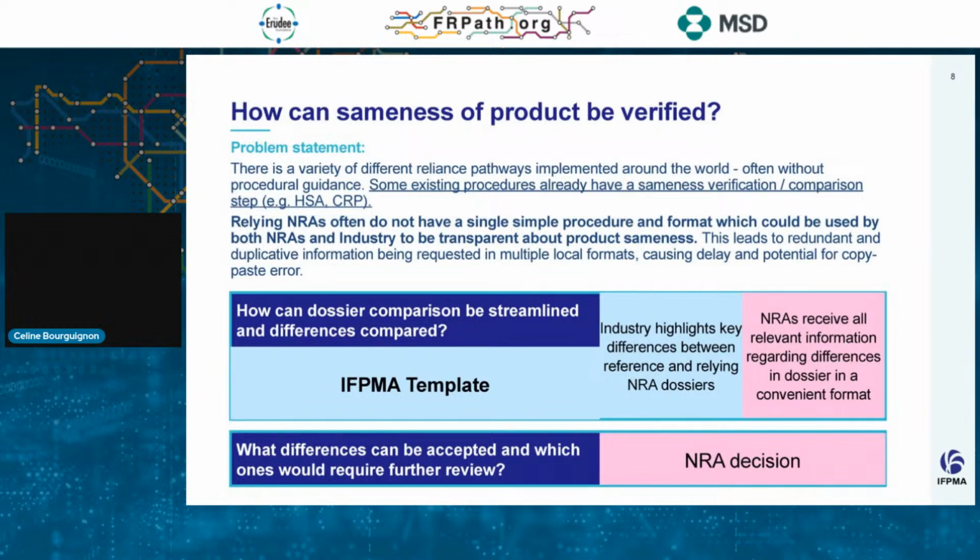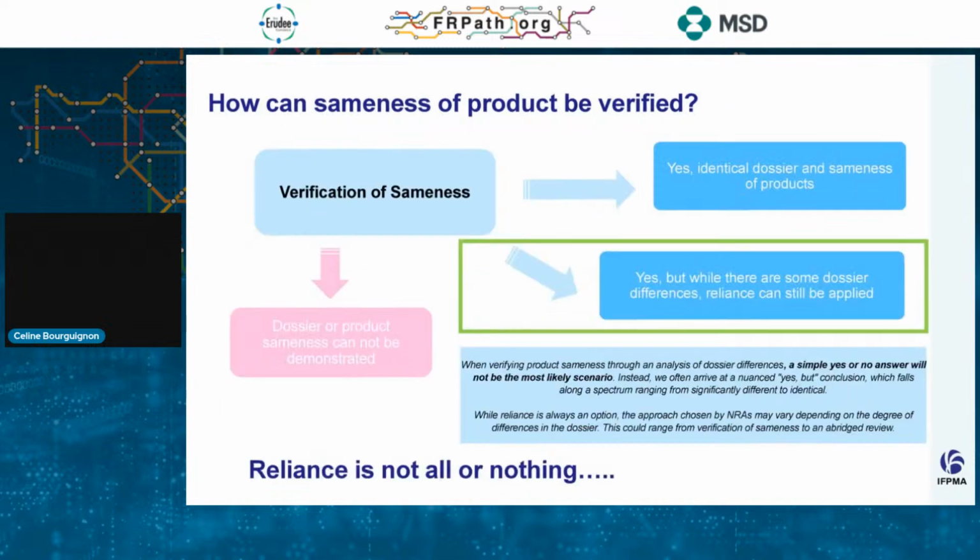So as an IFPMA group, we've come up with some suggestions on how product sameness can be verified, right? Because often, if you cannot verify product sameness, then it cannot be demonstrated. Generally, you cannot use reliance. There could be situations where you have an exactly identical dossier and the sameness of product doesn't need much work because everything is the same. But again, that's a marginal situation. It's not the routine situation.